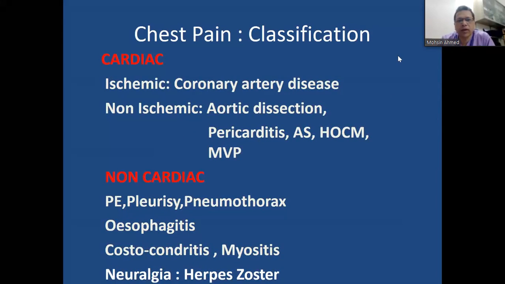We know the main cardiac cause is the ischemic cause, that is coronary disease. Non-ischemic causes are aortic dissection, pericarditis, aortic stenosis, hypertrophic cardiomyopathy, and mitral prolapse. Non-cardiac causes are pulmonary embolism, pleurisy, pneumothorax, esophagitis, costochondritis, myositis, and in neuralgia, we know herpes zoster is a neuralgic pain, severe chest pain.